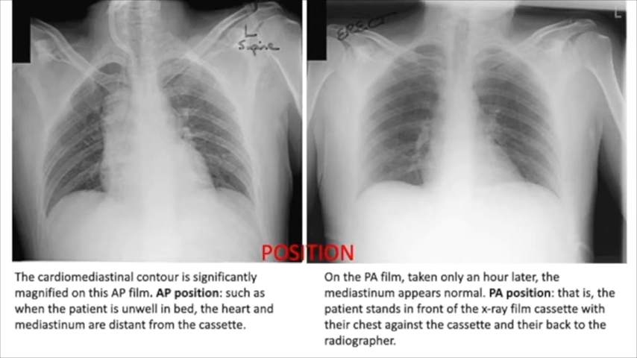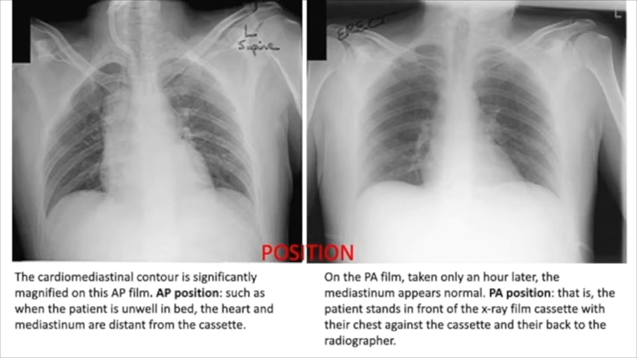On your right is the same patient, but this one was taken in the posterior anterior position. The patient stands up in front of the cassette. You will see that in your practical area, how to perform a chest X-ray properly, so you get a general idea about that. If you have any doubts, you can always go to YouTube and look at a video on how to perform a proper X-ray. This is the same patient, taken only 1 hour later.